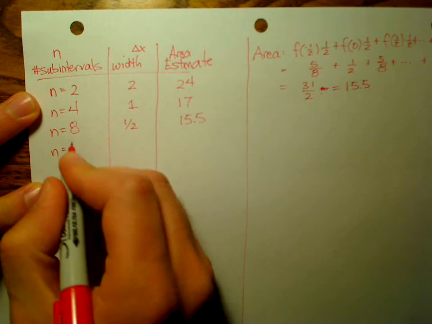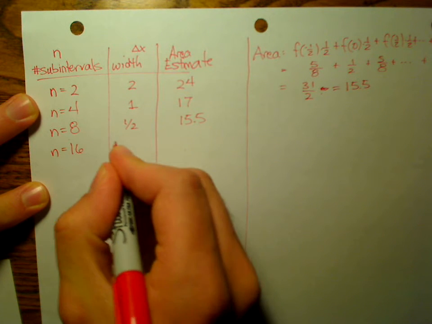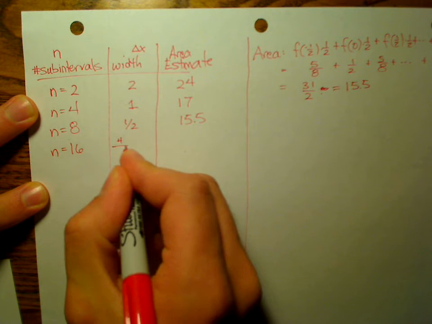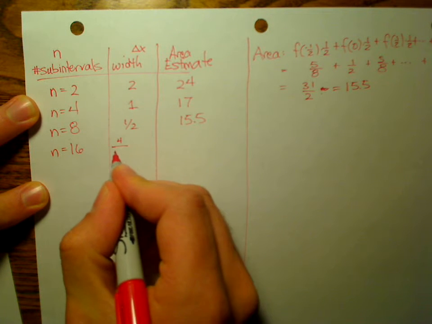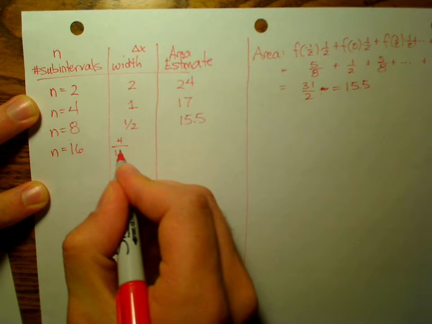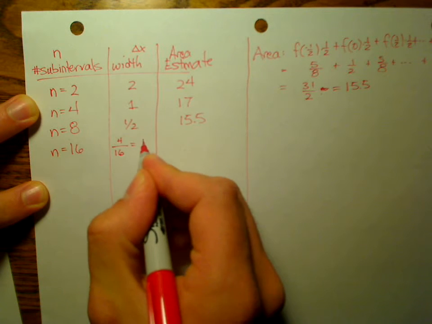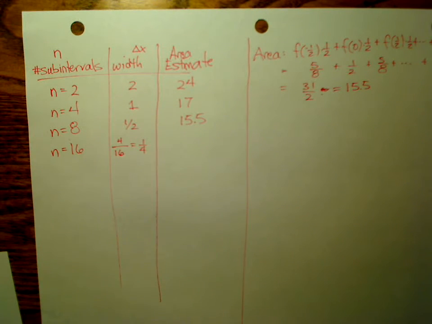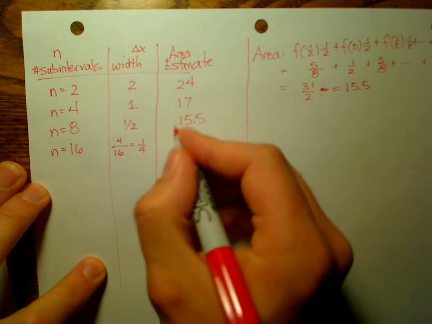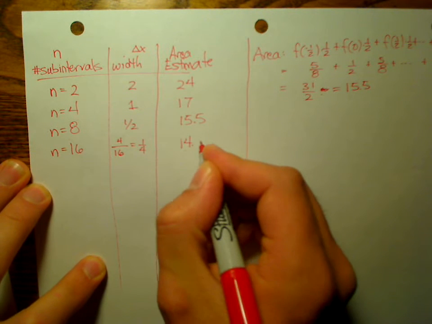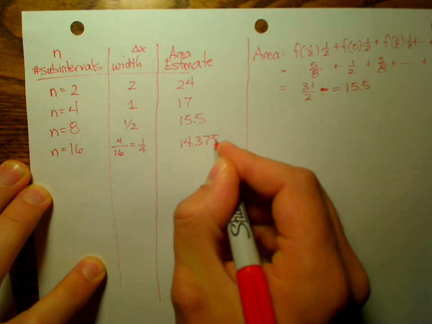If we did this with 16 subintervals, the whole thing was width 4, as we went from -1 to 3. Cut up into 16 equal pieces, we're talking a width of 1/4. And that works out to be, once you do all that grind work, 14.375.